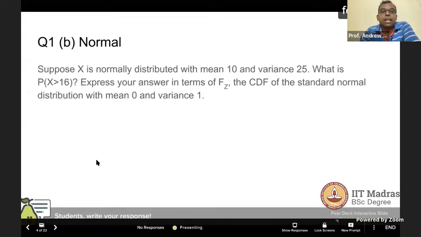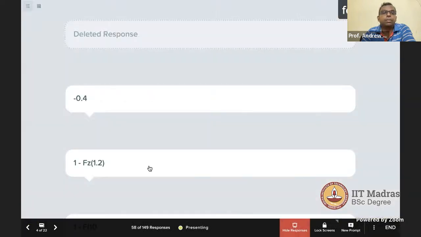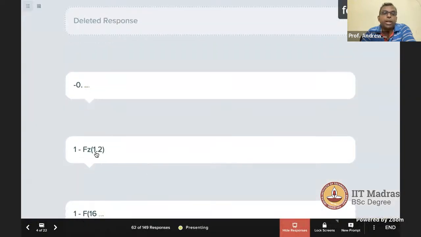Let's see one more, which is X greater than 16. Once again, I'm going to go very quick with this. These are questions that you must have seen several times already. It's relatively straightforward, just a question of practice, and one needs to write this down very quickly. More than 50 responses have come in. Many people know the answer by now. So 1 minus FC of 1.2 is correct.